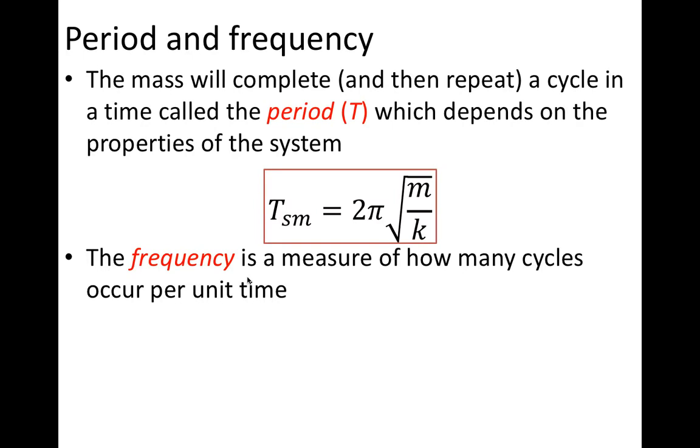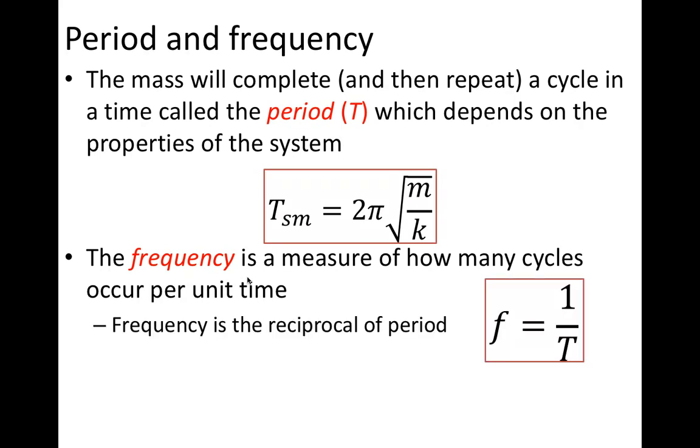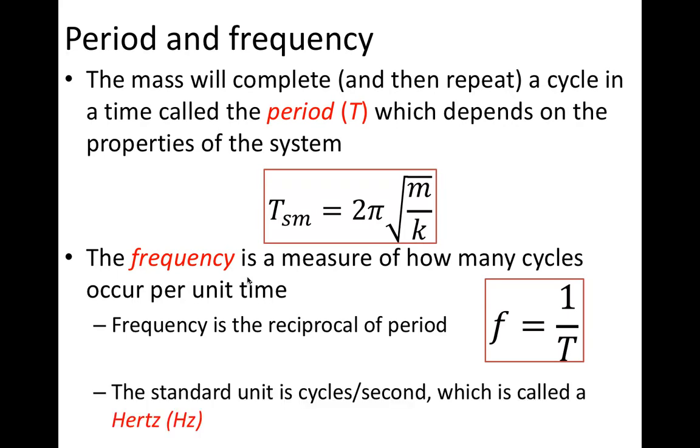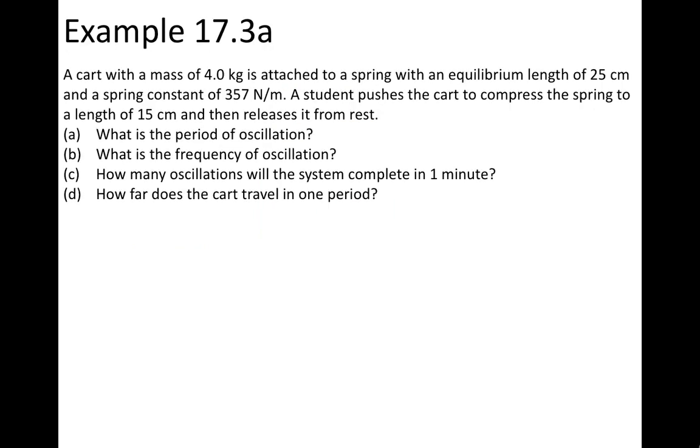When we talk about period, we can also talk about frequency. Frequency is how many cycles occur per some amount of time, and frequency is just the reciprocal of period. We have standard units for this of cycles per second, and a cycle per second has a nickname. It's called a hertz.